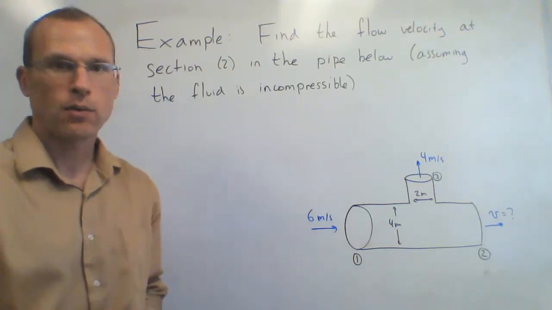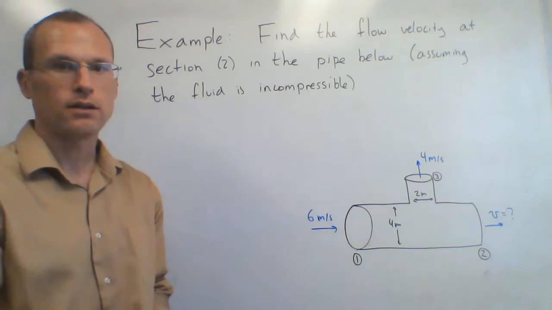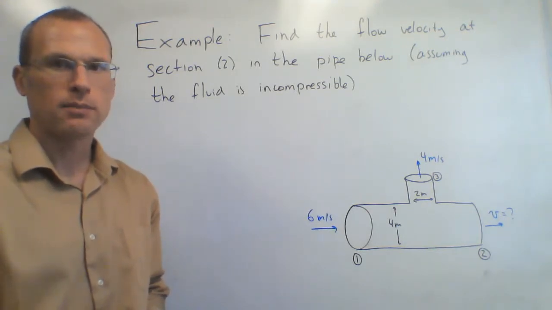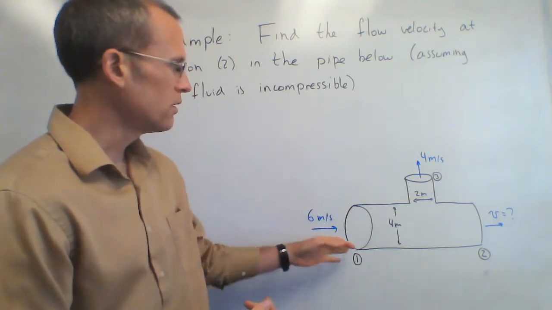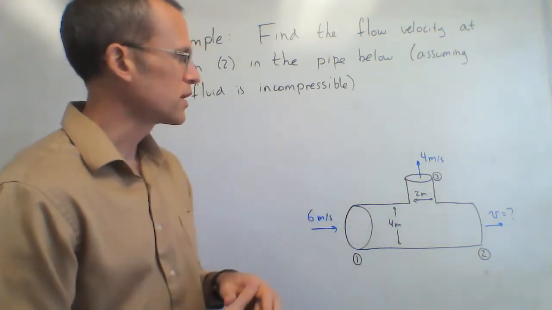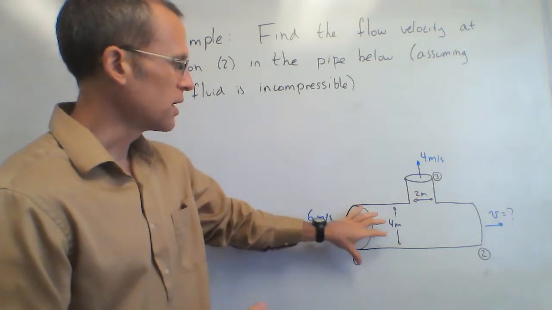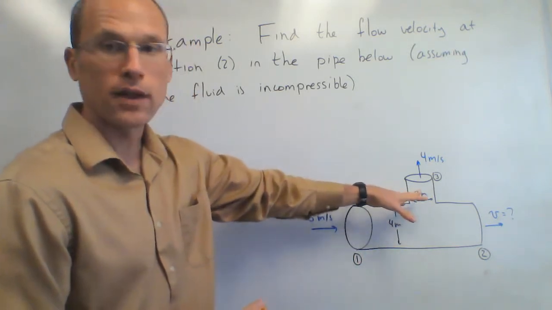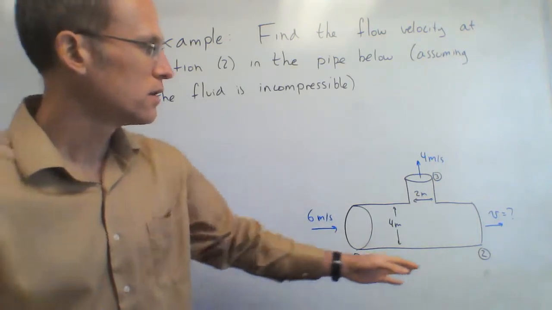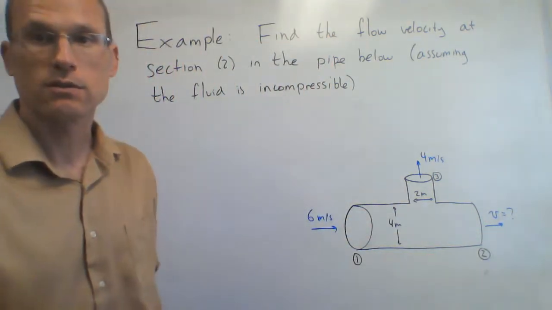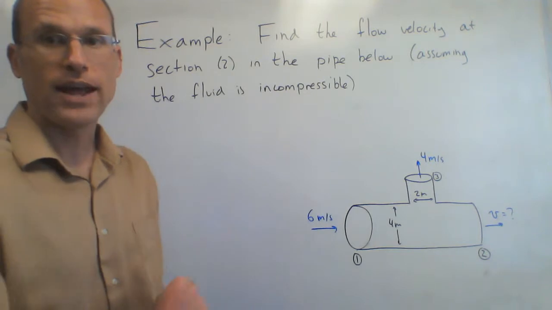So, example of this guy, I want to find the flow rate at point 2 in this pipe down here. So I have a pipe at point 1, 6 meters per second coming in, point 3, 4 meters per second coming in. Diameter of this pipe down here, 4 meters. Diameter of that little pipe sticking out is 2 meters. And you want to know what the velocity is over on this side. How fast is fluid coming out that end of the pipe?